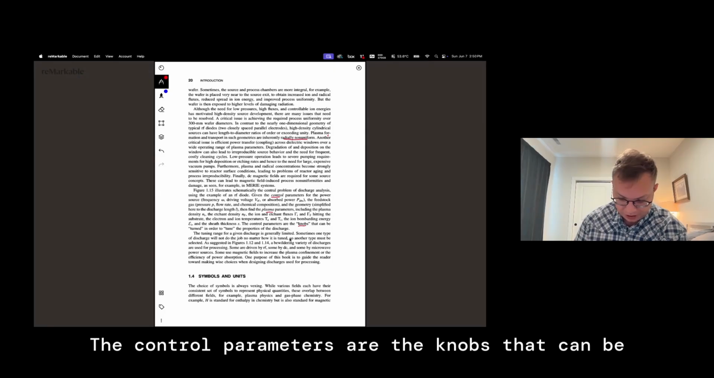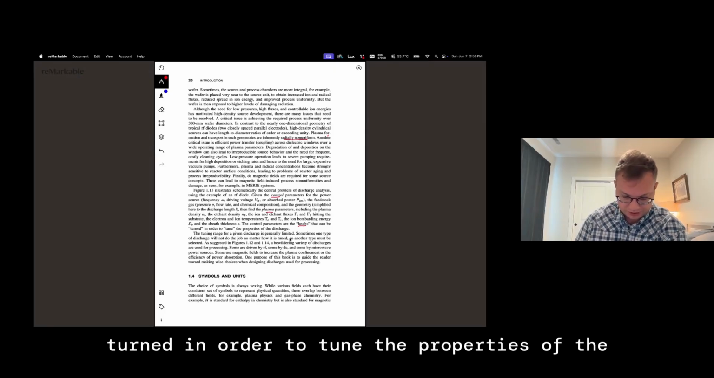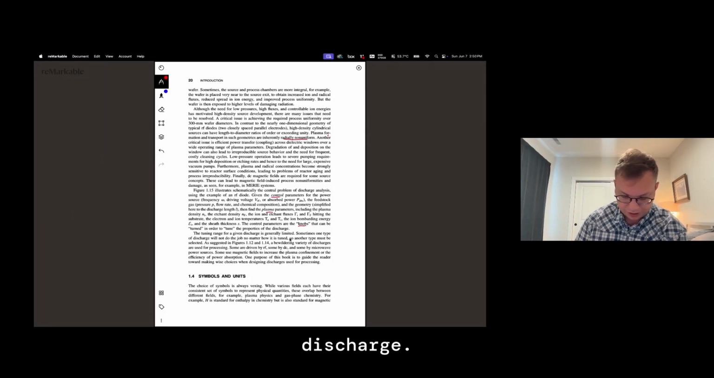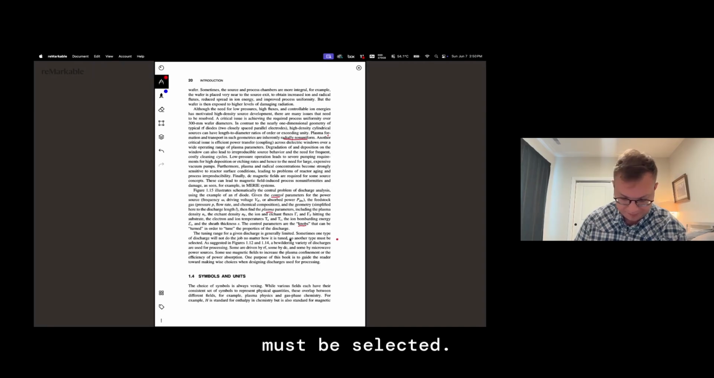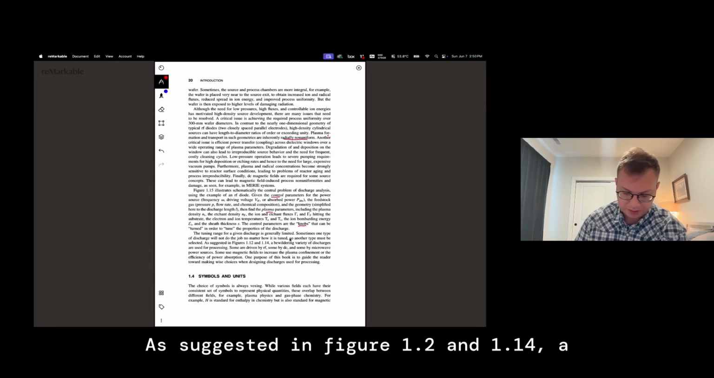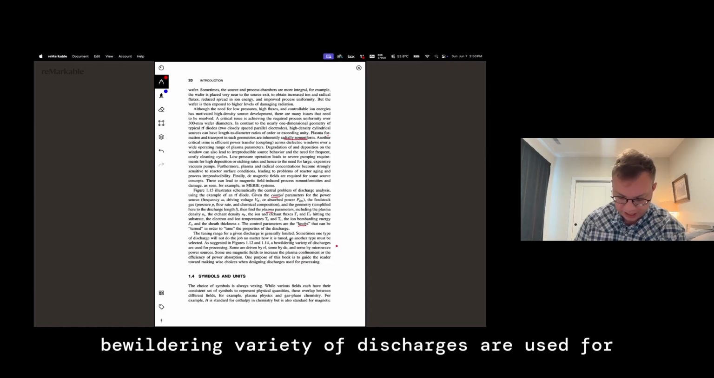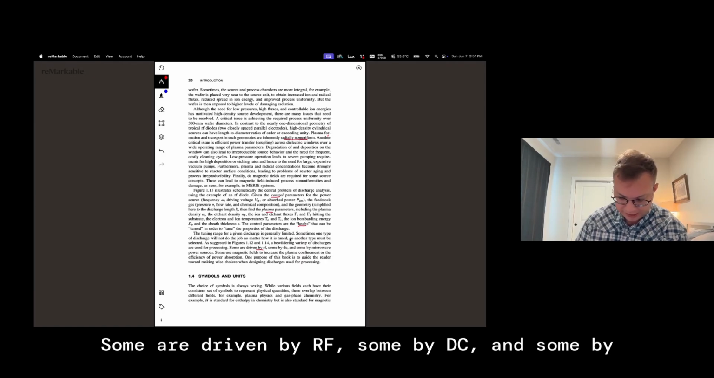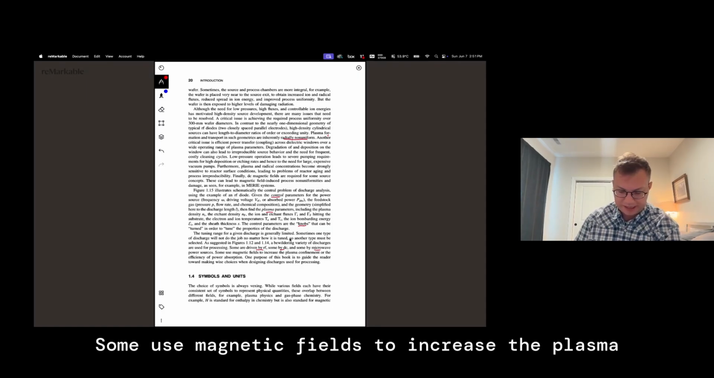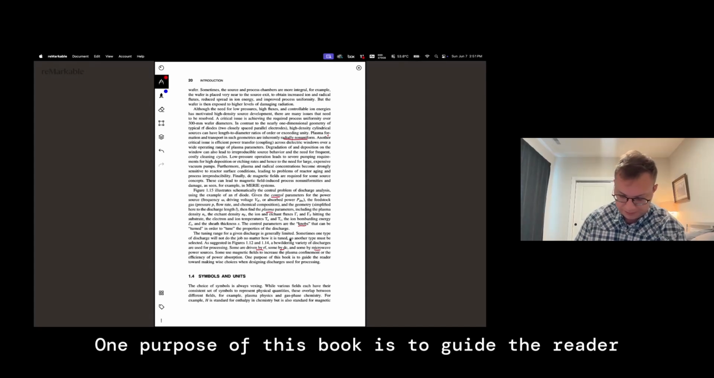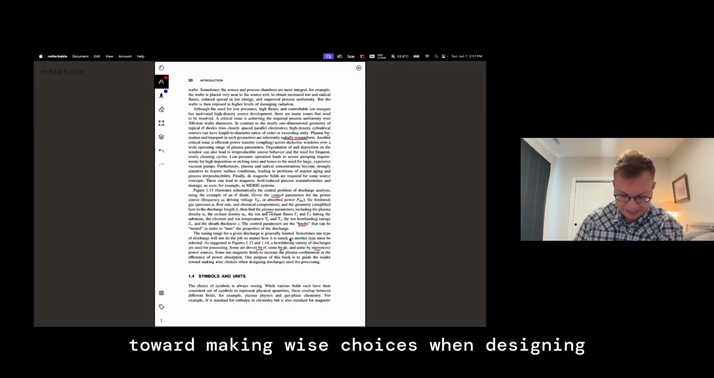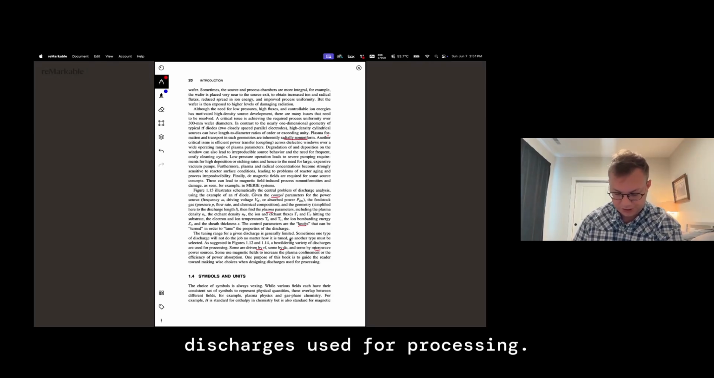The control parameters are the knobs that can be turned in order to tune the properties of the discharge. The tuning range for a given discharge is generally limited. Sometimes one type of discharge will not do the job no matter how it is tuned, so another type must be selected. As suggested in Figures 1.2 and 1.14, a bewildering variety of discharges are used for processing. Some are driven by RF, some by DC, and some by microwave power sources. Some use magnetic fields to increase the plasma confinement or the efficiency of the power absorption. One purpose of this book is to guide the reader toward making wise choices when designing discharges used for processing.